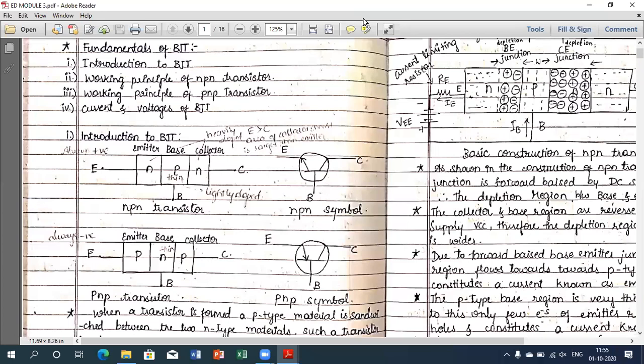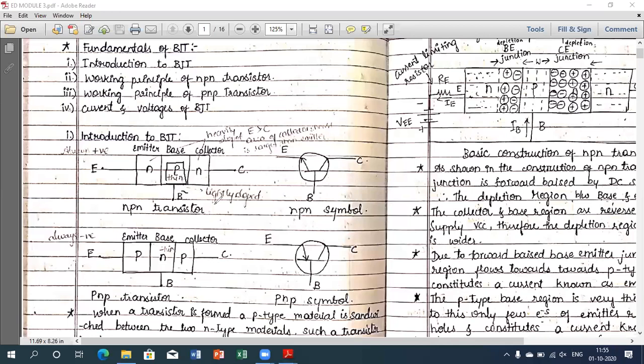So we call it an NPN transistor. Now, how is it constructed? There are particular conditions which are used to construct a transistor, either NPN or PNP. The first condition is, if I construct an NPN transistor, then the base region, which is P-type material, is used as the base.